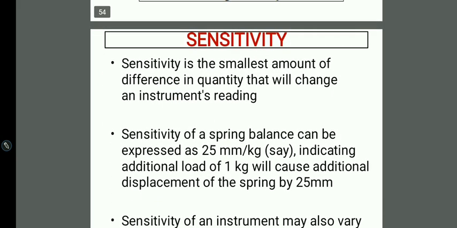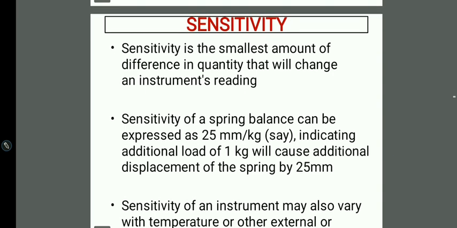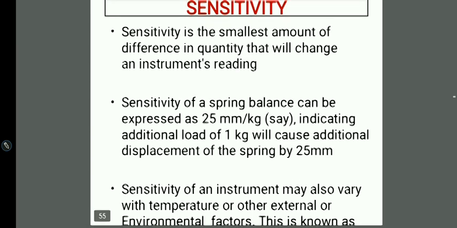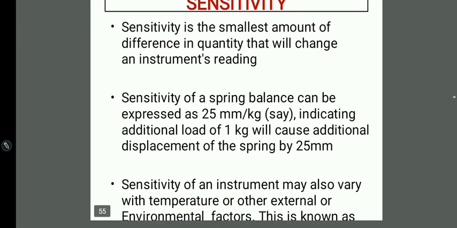The next one is sensitivity. Sensitivity is the smallest amount of difference in quantity that will change the instrument reading. That is the minimum amount of input required to produce an amount of output or a deviation in the output. Let us take an example. The sensitivity of a spring balance can be expressed as 25 mm per kg. That means 1 kg causes an additional displacement of the spring by 25 mm. That is the meaning of 25 mm per kg displacement.